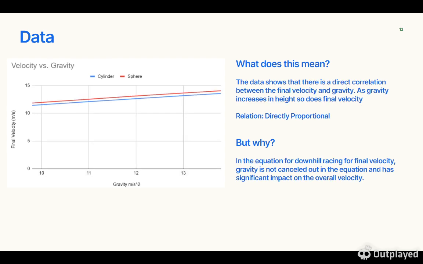Velocity versus gravity, very similar to the velocity versus height. What does this mean? The data shows that there is a direct correlation between the final velocity and gravity. As gravity increases, so does final velocity. The relation is directly proportional, but why? In the equation for downhill racing for final velocity, gravity is not canceled out in the equation and has significant impact on the overall velocity.